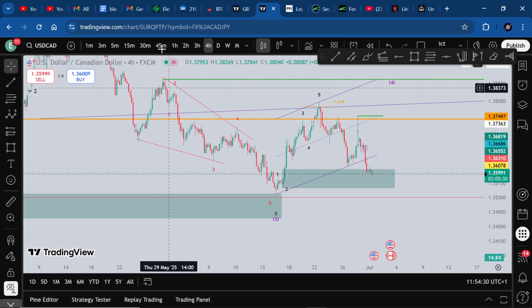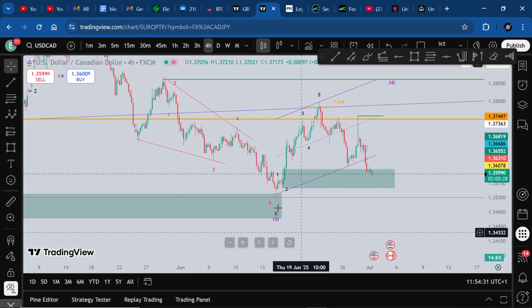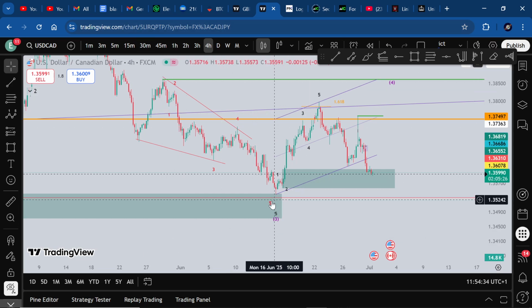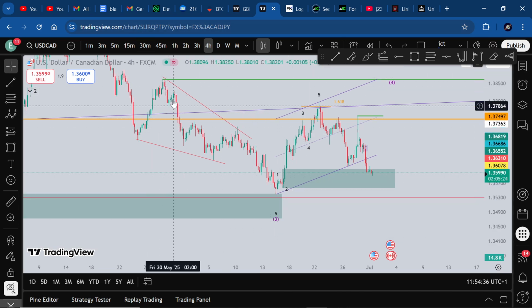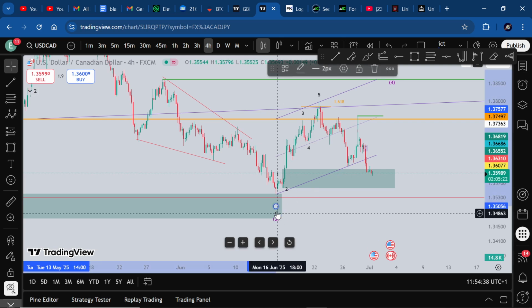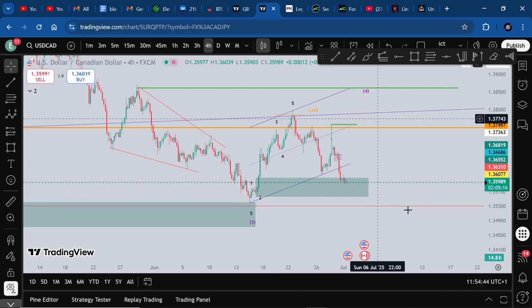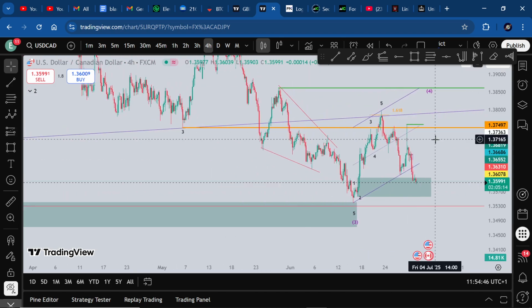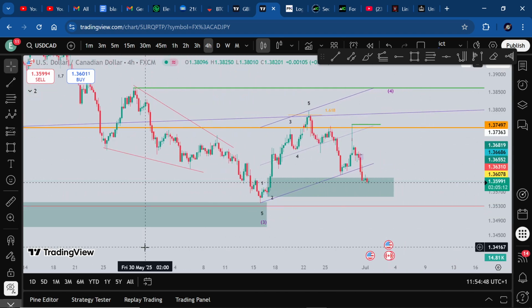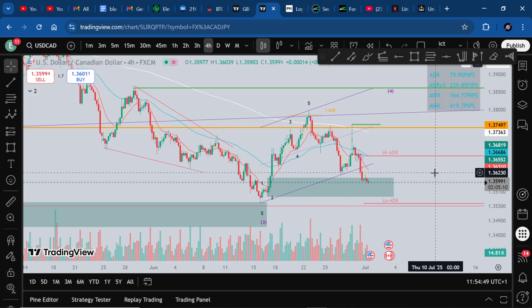This, to me, is an ending diagonal. I mean, it's not an ending diagonal, it's the last 5th wave, counted in a 1, 2, 3, 4, 5, okay? And obviously that's there in case it's a 3 and we get a 4 and a 5. So literally it boils down to what price does in this area.